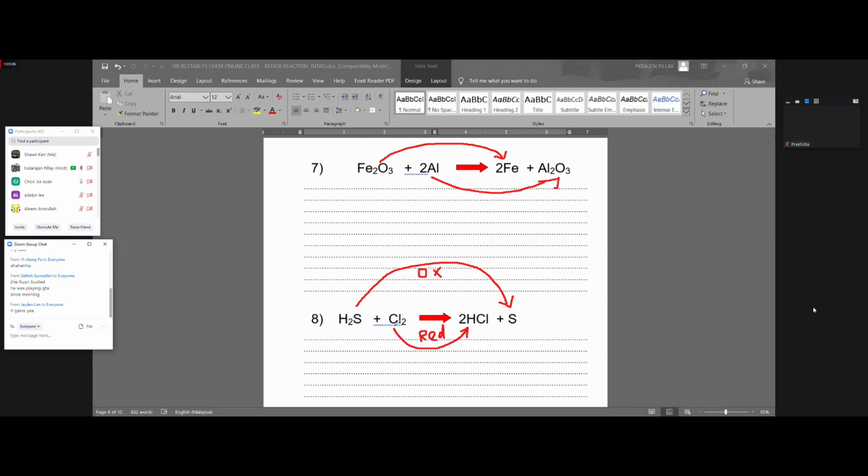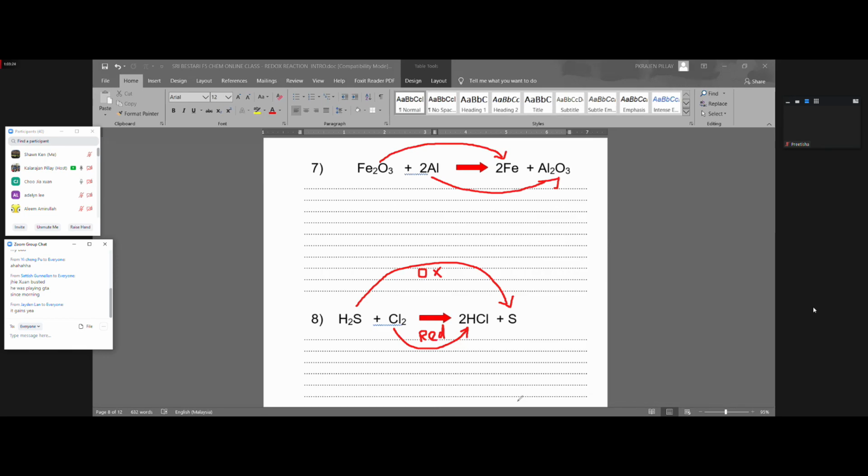Okay, next. Chlorine is reduced to hydrogen chloride. Well done. Hydrogen sulfide is a reducing agent. And chlorine is an oxidizing agent.